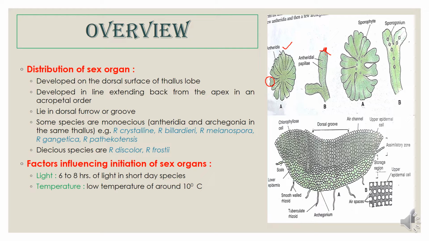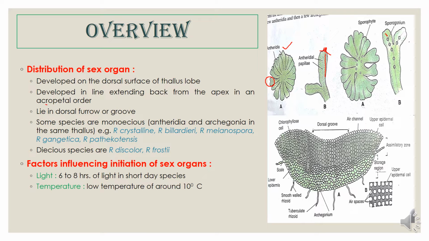from the apex. From the apex they occur as a single line of reproductive cells, very close to the mid dorsal groove. So this is the mid dorsal groove, and the sex organs are present in a line along the groove, extending from the growing tip towards the posterior. And the sex organs borne on the dorsal surface of Riccia develop in an acropetal order.